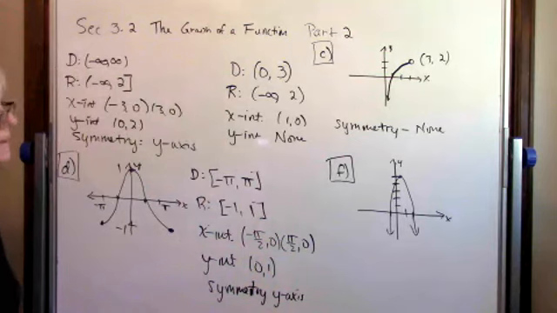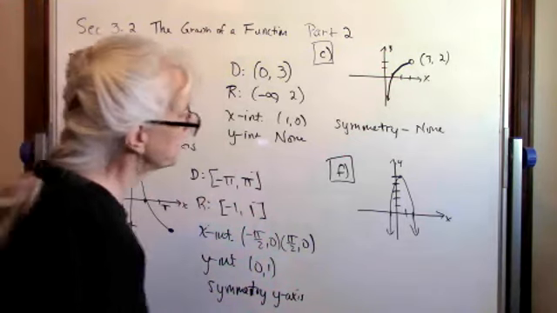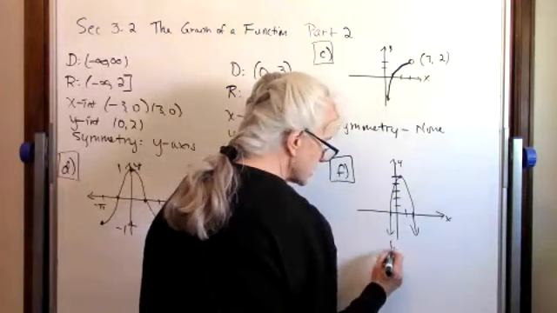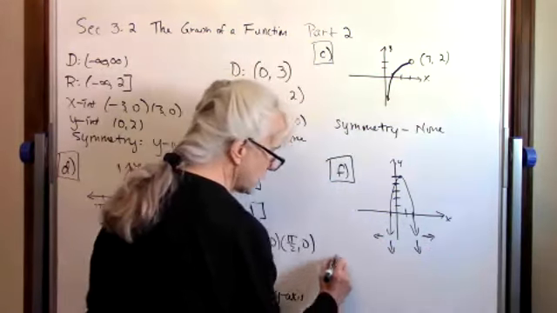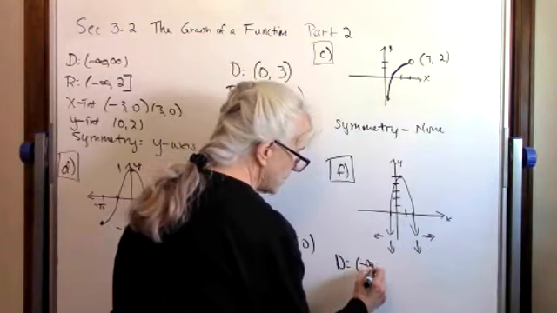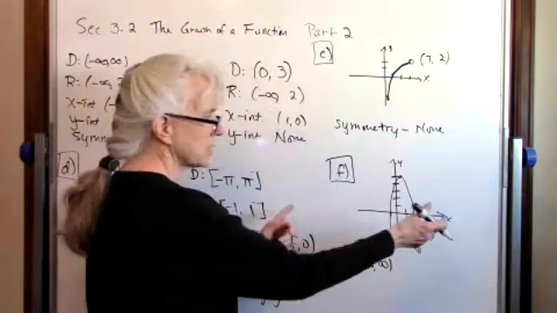Okay, and then finally, F. Again, those arrows down here are saying it's going down and out, down and out. So our domain is going to go from negative infinity to infinity. Every x value is going to get used.